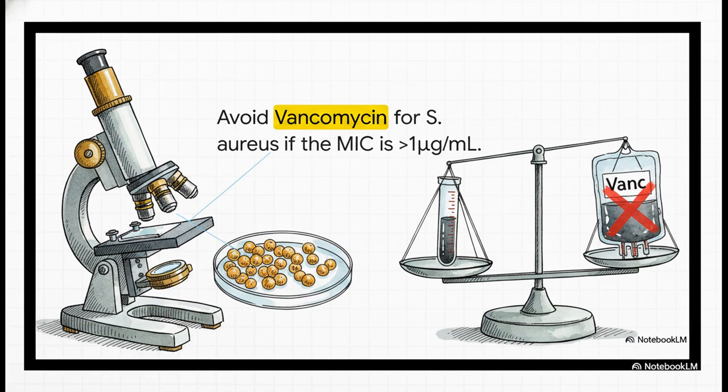Always let the microbiology lab guide your targeted therapy. They'll provide minimum inhibitory concentrations, or MICs, and this requires absolute precision. For instance, guidelines suggest avoiding vancomycin for Staph aureus infections if the MIC is greater than 1 microgram per milliliter. Paying attention to these tiny thresholds, that's what separates an average trainee from an excellent clinician.